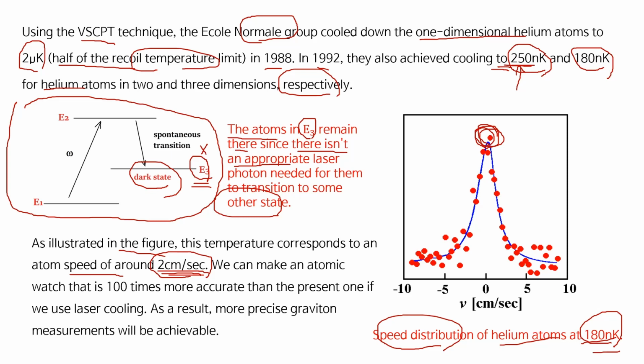We can make an atomic watch that is 100 times more accurate than the present one if we use laser cooling. As a result, more precise gravitational measurement will be achievable using this laser cooling method.